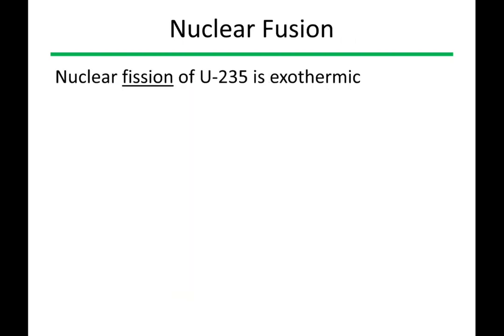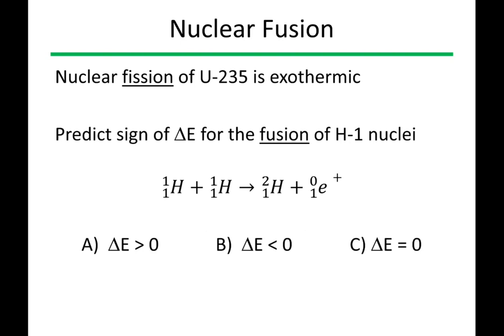We can also look at another type of nuclear reaction. So we have this nuclear fission, which we know is exothermic. Here's a reaction for a nuclear fusion, where we're adding together 2 hydrogen nuclei. And hydrogen 1, if that's a nucleus, that means it's just 1 proton. So these are basically just 2 protons coming together to make a deuterium nucleus. So this is going to be 1 neutron plus 1 proton, and releasing a positron. What do you think the sign of delta E for this reaction would be?